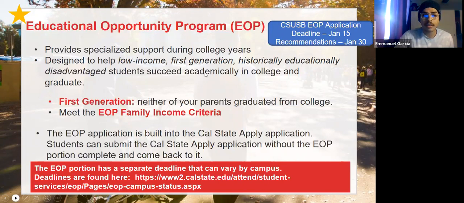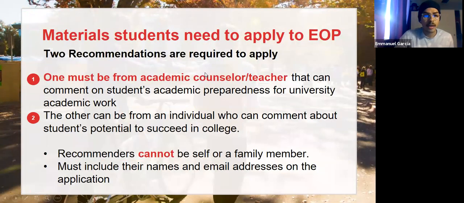So here are the materials that you need to apply to the program. You need 2 recommendations, which are required. One must be from an academic counselor or teacher who can comment on a student's preparedness for university academic work. The other can be from an individual who can comment on the student's potential to succeed in college. Recommenders cannot be yourself or a family member, and you must include their names and email addresses on the application.